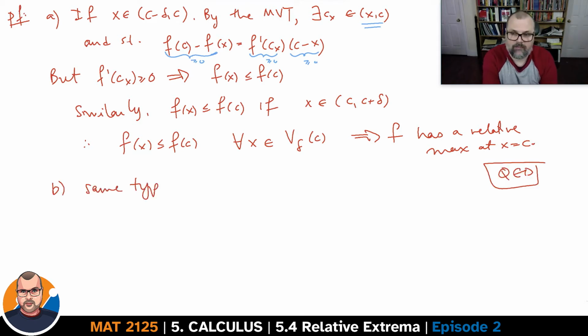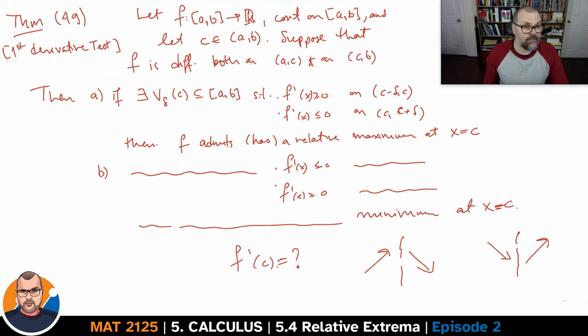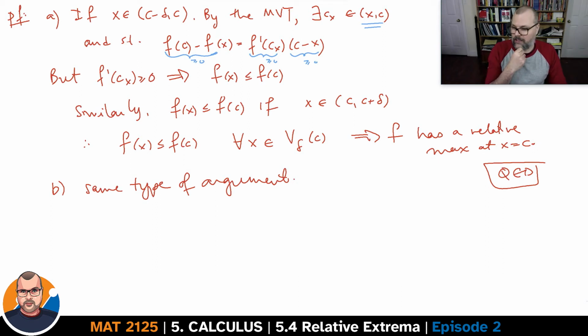B, same type of argument. I want you to notice something else. This statement, this theorem, is not an if and only if statement. This is a clear directional statement. The converse is not necessarily true.